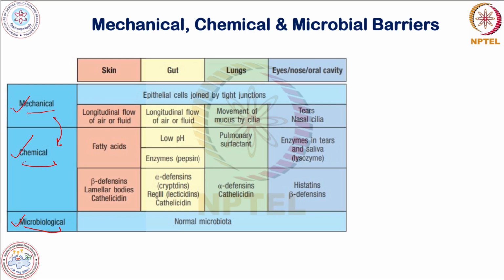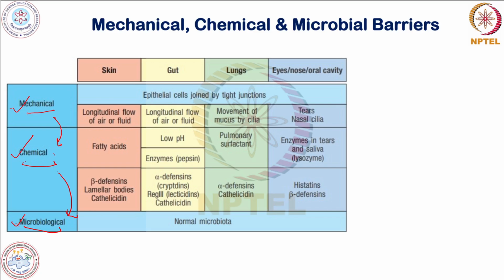And the third one is the microbiological barrier. These are the good bacteria of our body that don't allow the growth of harmful ones and spread of infection. Even in the case when these chemical barriers are unable to kill the pathogens, then this microbiological barrier will come into role, and it will prevent the growth of harmful bacteria in our body. So like this, three types of barriers play simultaneously.